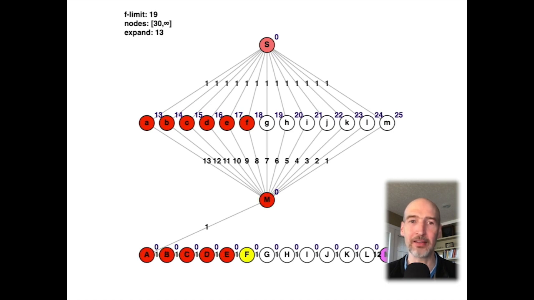We have an F limit of 19. We search in the tree. Notice that G, H, I, all the way up to M are not in the open list. And why is that? Well, they have an F cost that's greater than 19, so we don't even put them in the open list. They're completely ignored.